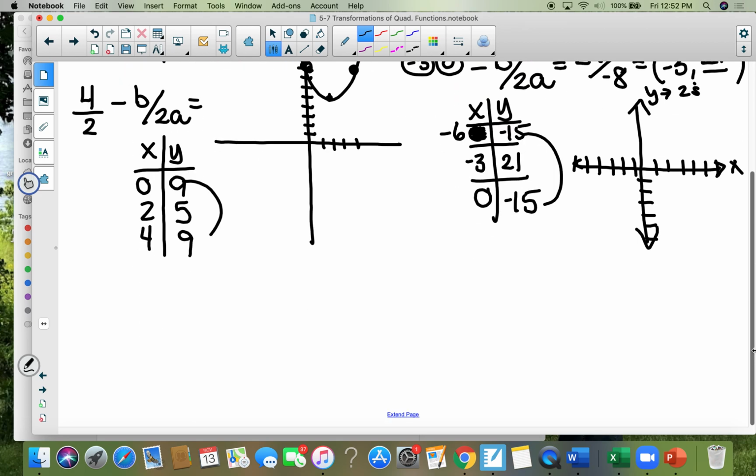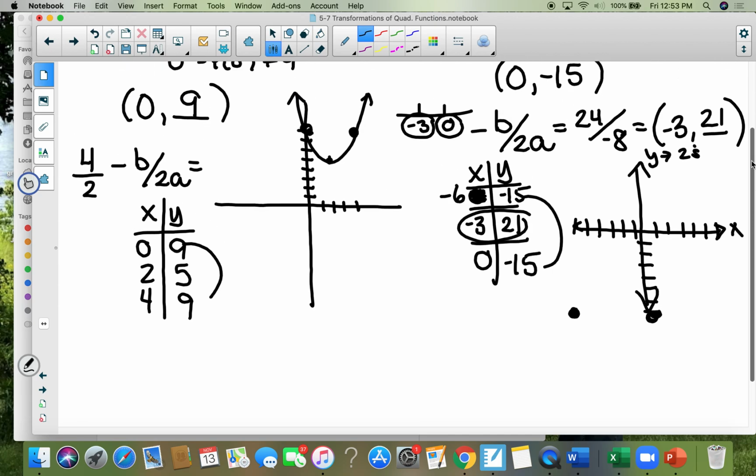0, negative 15, 2, 4, 6, 8, 10, 12, 14. About right here is 0, negative 15, and this is a negative 6, negative 15. But then this one, you go out on negative 3 and go way up here, so it's upside down for this one. And that's all the notes for 5.7.